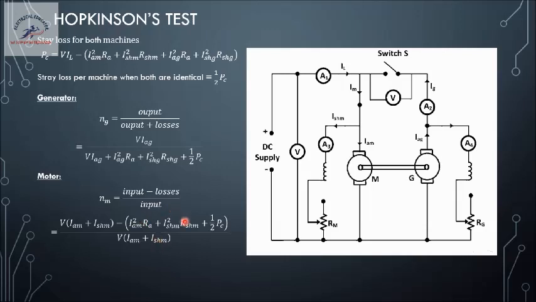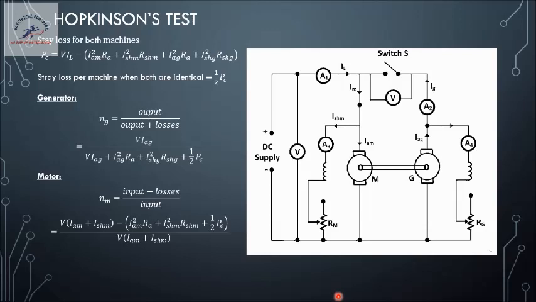Okay, so this parameter is very important. Find the stray loss for both the machines by given setup, that is, subtract all the losses from the supply. That is called the stray loss, divided by 2 because two machines are identical. If two machines are not identical, then we cannot use this particular expression, and it is not possible for us to perform this Hopkinson's test.